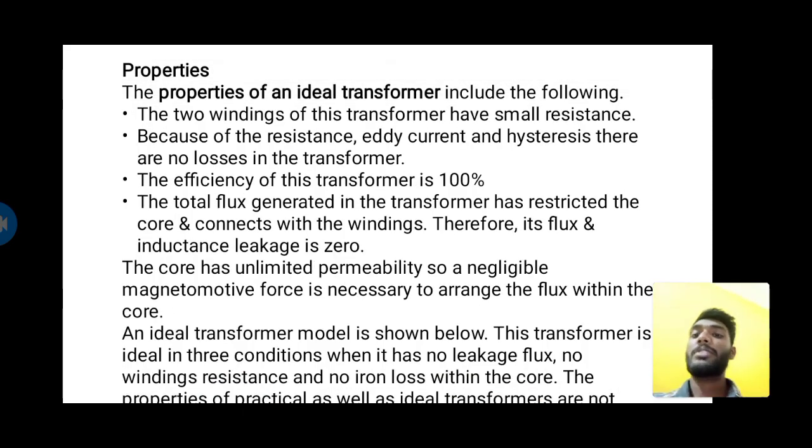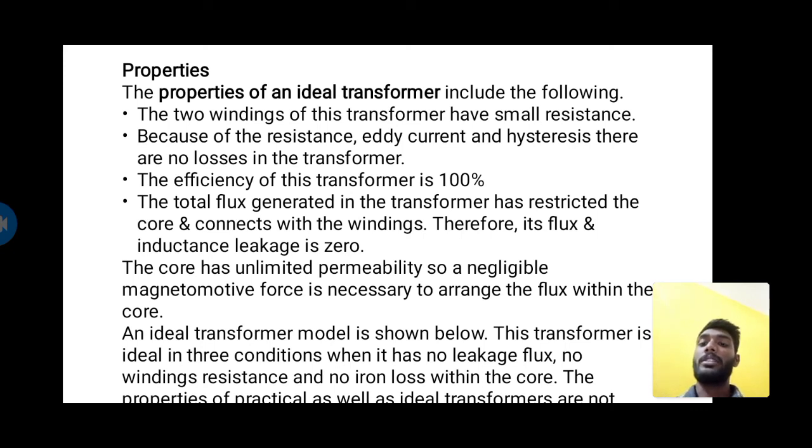Properties. The properties of an ideal transformer include the following. The two windings of this transformer have negligible resistance. Because of this, there are no eddy current or other losses in the transformer, and its efficiency is 100%. The total flux generated in the transformer is restricted to the core and links with the windings. Therefore, the flux and inductance leakage is zero. The core has unlimited permeability.